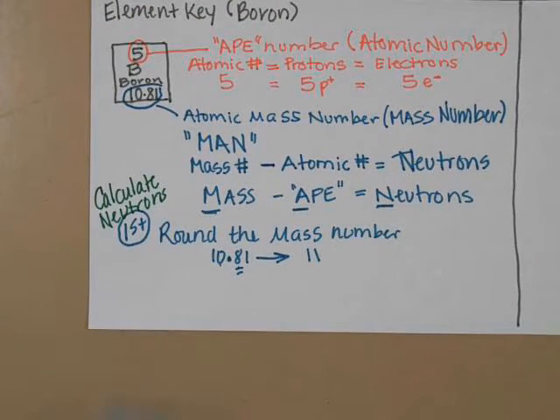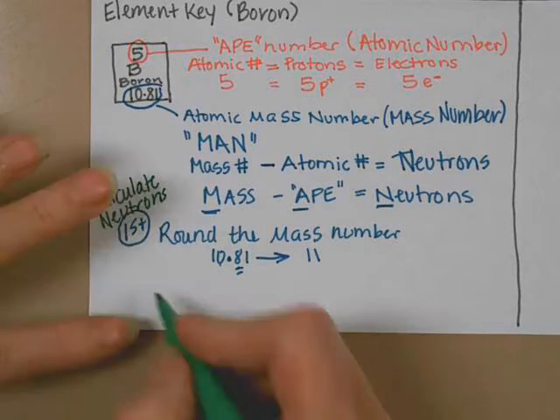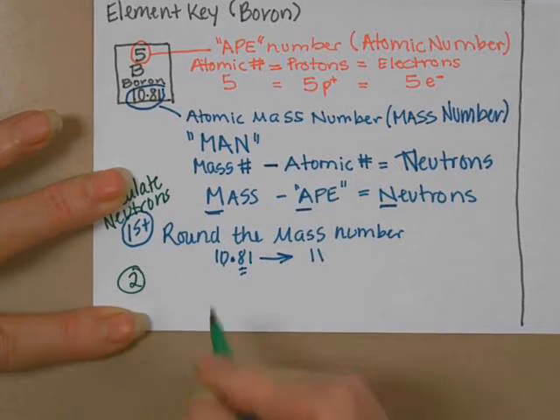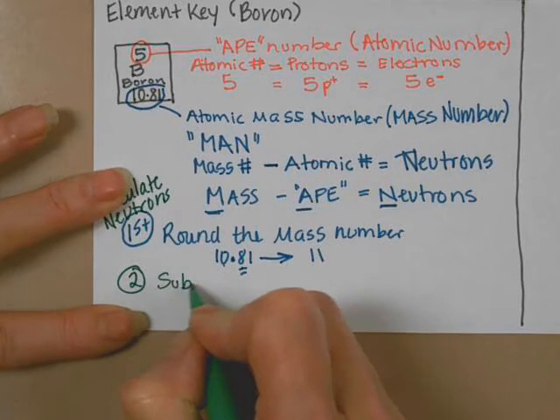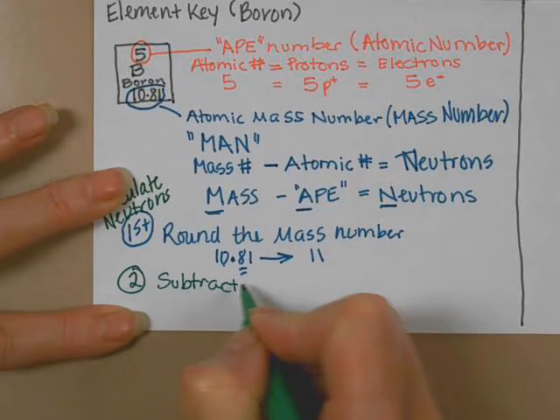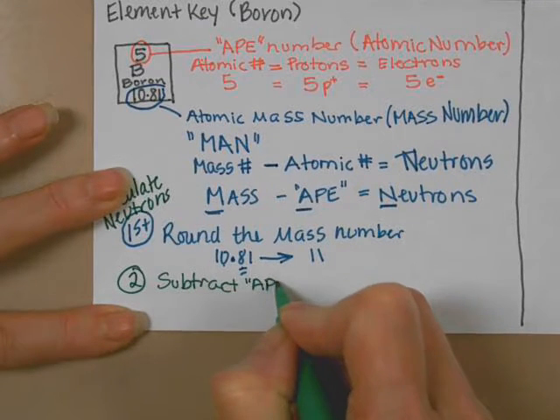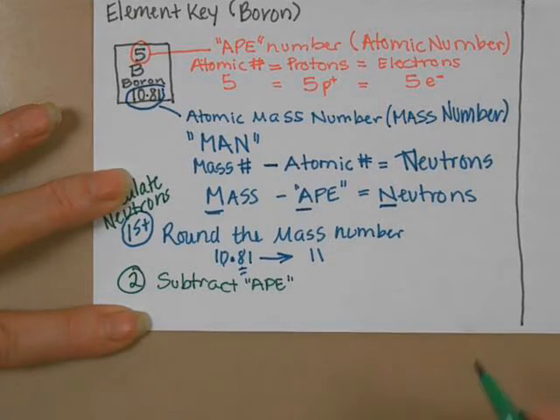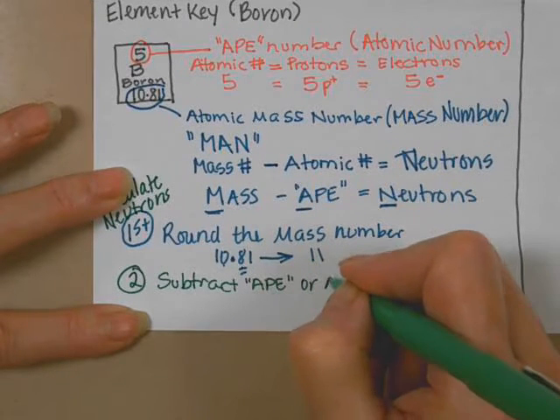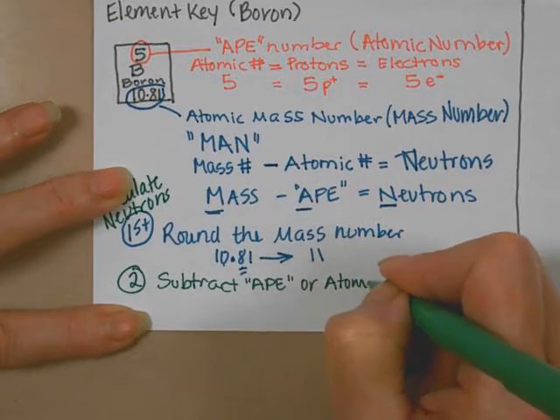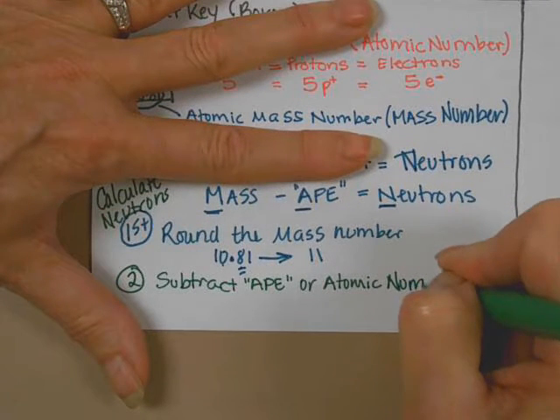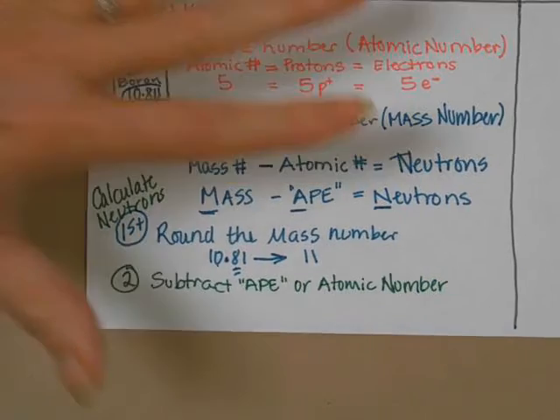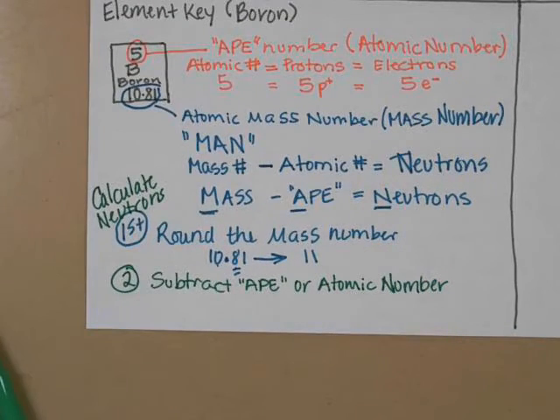Then step number 2, you need to subtract the atomic number. Remember, you can use a calculator to do this on the test. You are allowed a calculator.